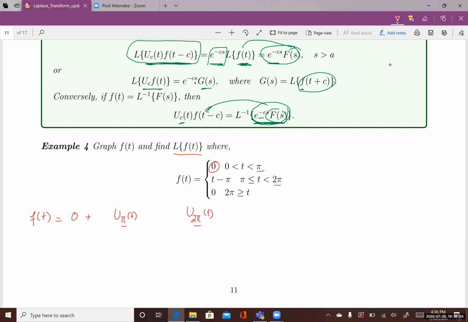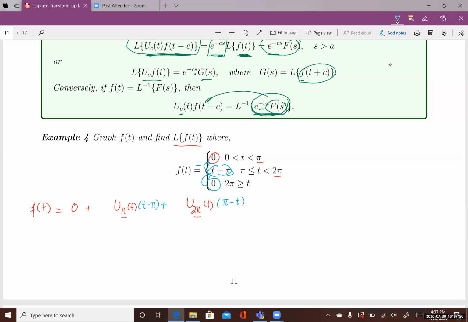In order to find the coefficients, I have to take this value and subtract the previous one, which is t minus pi, right? That's minus 0. And for the second one, I need to take this and subtract the previous value, which is 0 minus (t minus pi), that is going to give you pi minus t. Just change the order. So if I combine everything together, my function f of t in terms of unit functions should be equal to u pi times (t minus pi) plus u 2 pi times (pi minus t).